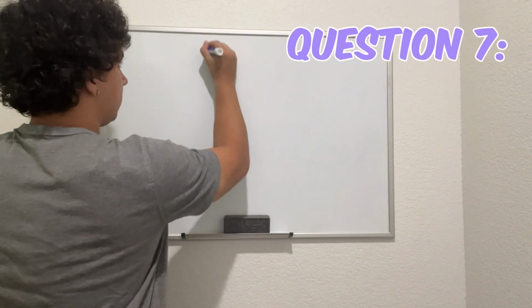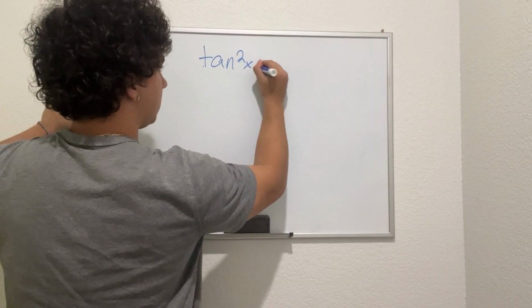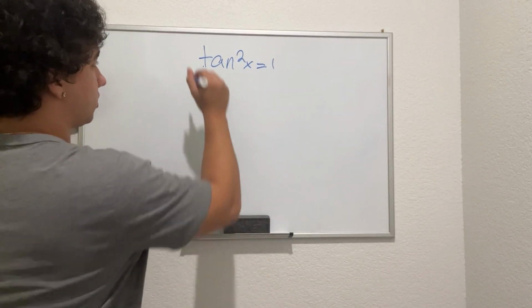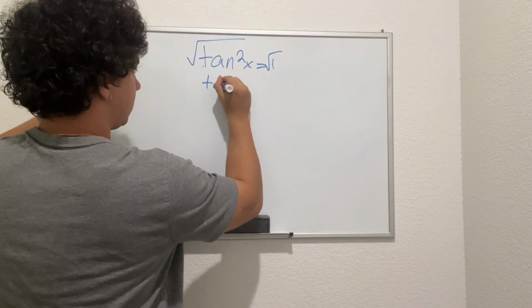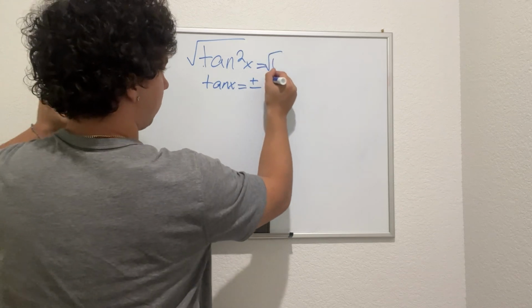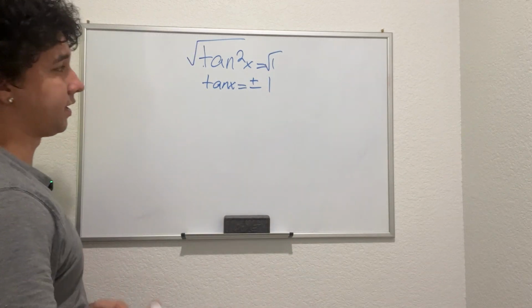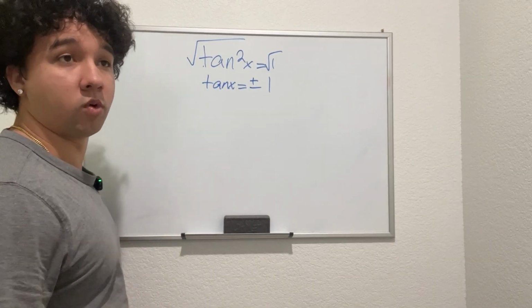All right, next one. I got tangent squared x equals 1. Well, I'm just gonna solve. Take the square root of both sides. I'm gonna get tangent x is equal to plus or minus 1 because the square root of 1 is 1. But now it gives me plus or minus as possibilities. And now I gotta think about when is tangent x equal to 1?